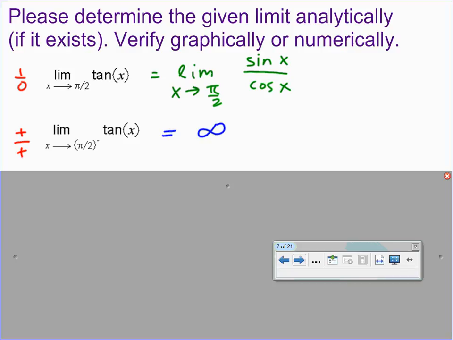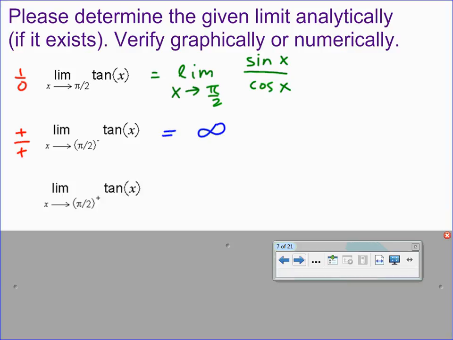So this function does not exist at x equals pi over 2, but we can say the limit goes to infinity as x approaches pi over 2 from the left-hand side. Contrast that with the limit as x approaches pi over 2 from the right-hand side. Recall that these are values of input theta that are just more than pi over 2 radians. And so now we're talking unit circle quadrant 2. In quadrant 2, are my values of sine positive or negative? Positive. Are my values of cosine positive or negative in quadrant 2? Negative. So what does that do for my answer? And now we're talking about negative infinity. So my function values shoot towards negative infinity.